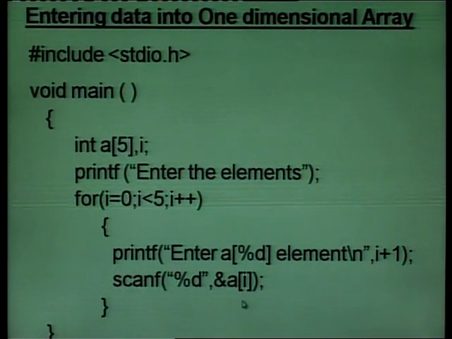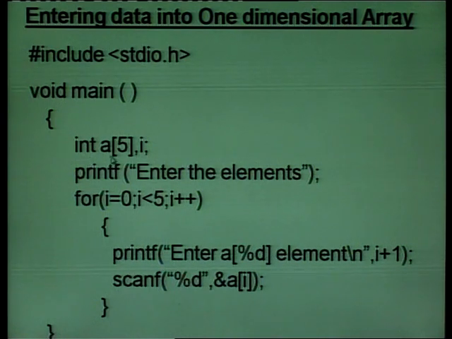Now the program for entering data into a one-dimensional array. If I want to enter data into a one-dimensional array, the program for that is: firstly we define the header file, that is #include <stdio.h>, then the main function void main, then brackets. Firstly, we declare the array here.